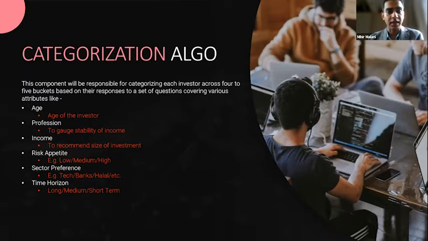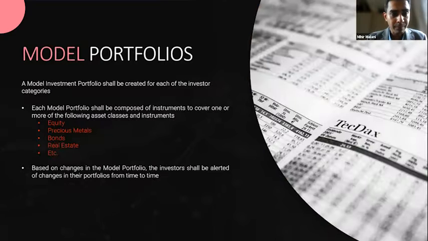Now, how does the categorization algo work? The categorization algo is the most important feature of STAR, wherein every single investor would be categorized across different buckets based on certain features like age of the investor, the profession of the investor, the income of the investor, the risk appetite, sector preference. Let's say the investor prefers tech as a sector, banks as a sector, halal investment, and so on and so forth, and the time horizon. What is the kind of time duration that the client prefers for his or her investment decisions, which is whether it is long term, medium term, short term, and so on.